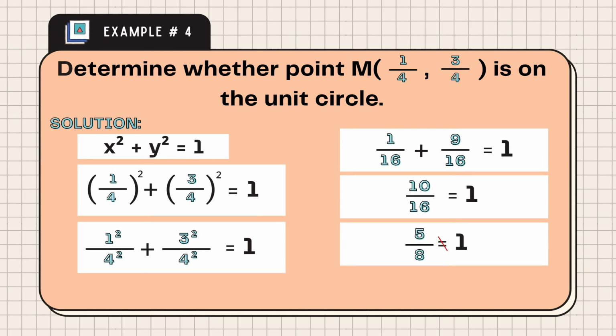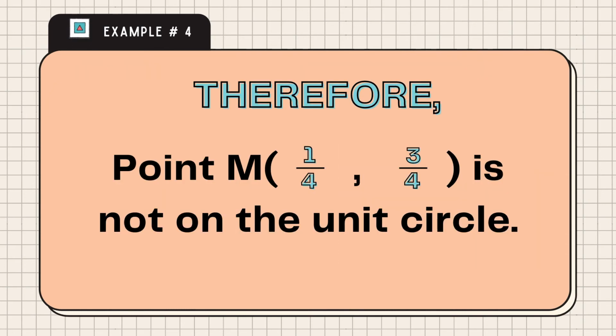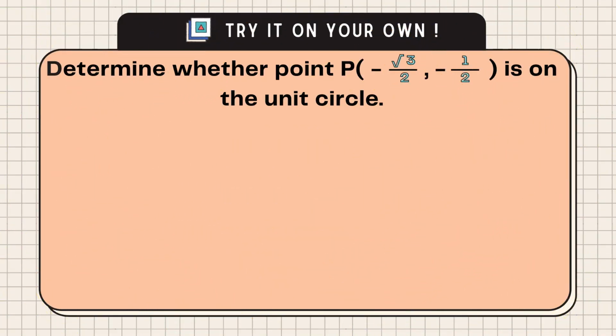In simplified form it is 5 over 8, or in decimal form 0.625, which is not equal to 1. Therefore, we can conclude that point M having coordinates 1 over 4, 3 over 4 is not on the unit circle. Here's an example that I wanted to try. Determine whether the point negative square root of 3 over 2 and negative 1/2 is on the unit circle.